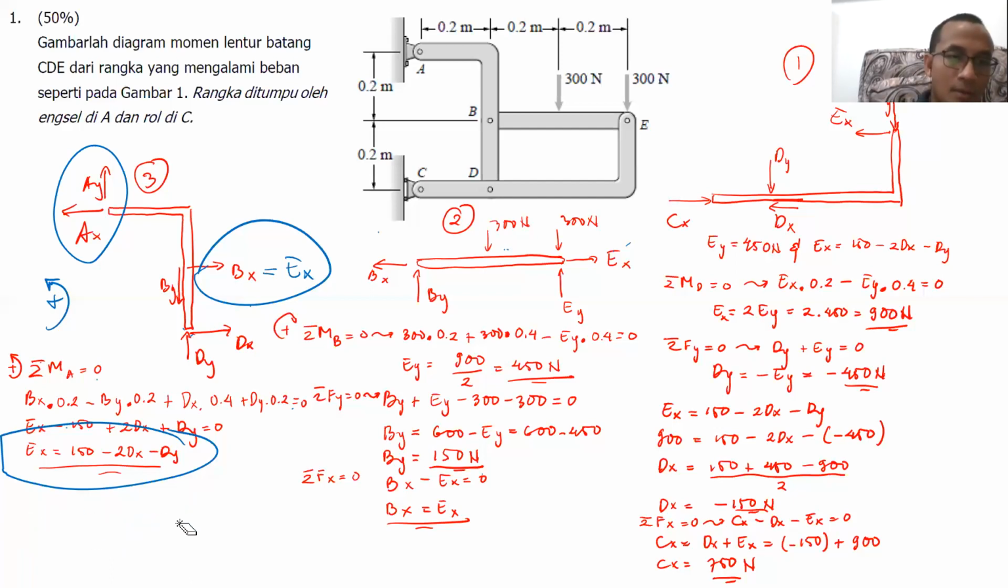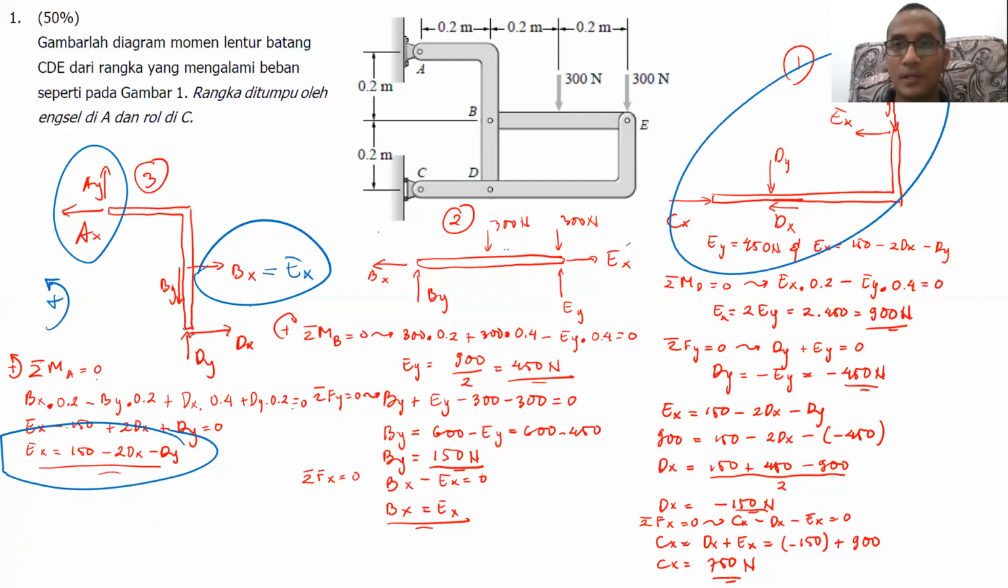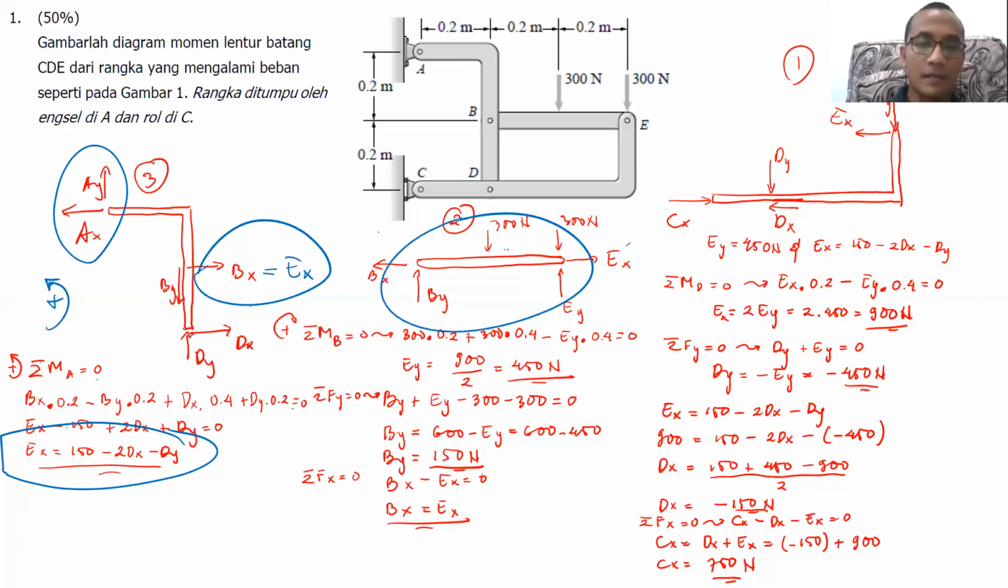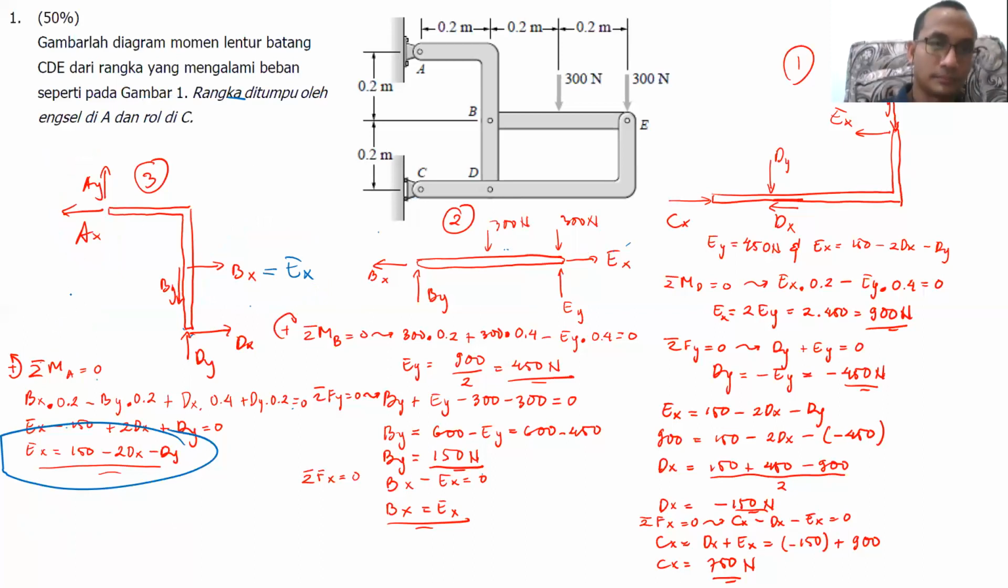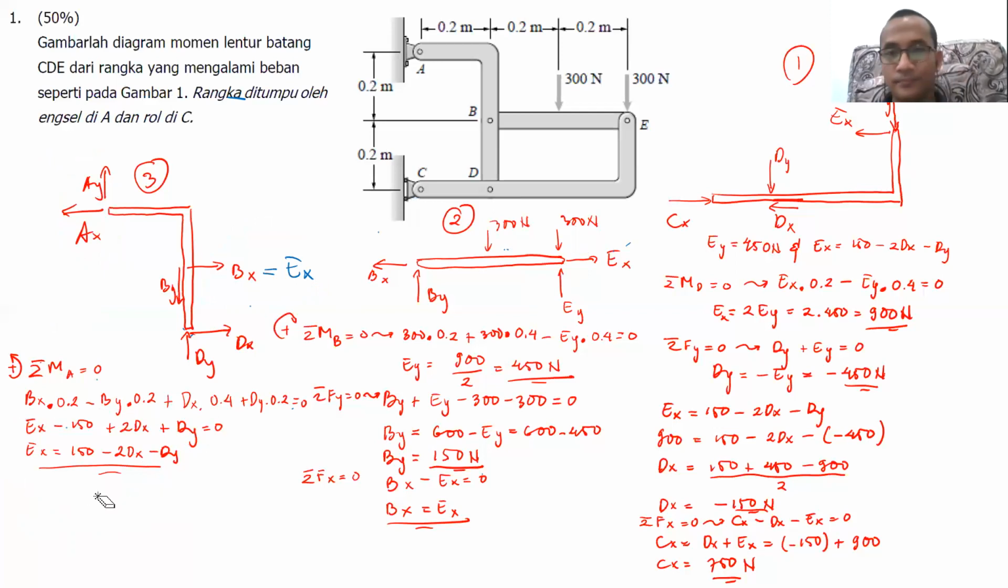Okay, now let's try again the first free body diagram. Okay, to this particular free body diagram. Ey, we already got the value, remember, 450 Newton, right? Ex, from the combination of the second and third free body diagram. Okay. I know that Ex is this: 150 minus 2 Dx minus Dy. It will be the additional equation that we need.